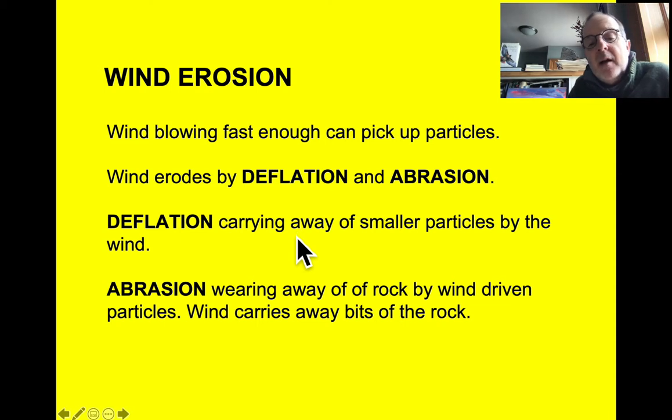Deflation: carrying away of smaller particles by the wind. Abrasion: wearing away of a rock by wind-driven particles. Wind carries away bits of the rock.